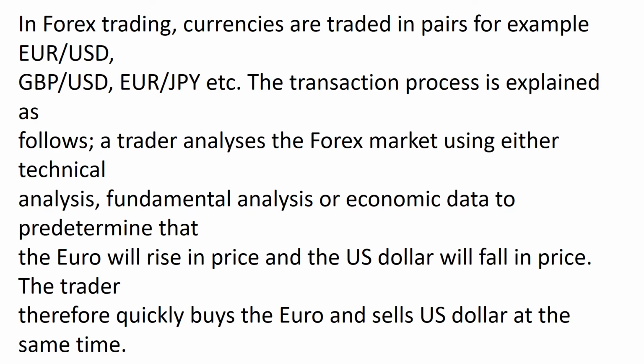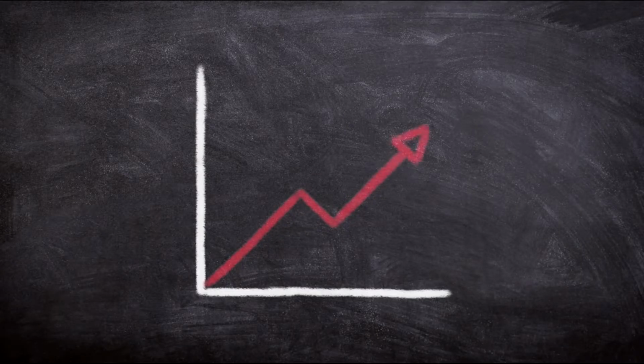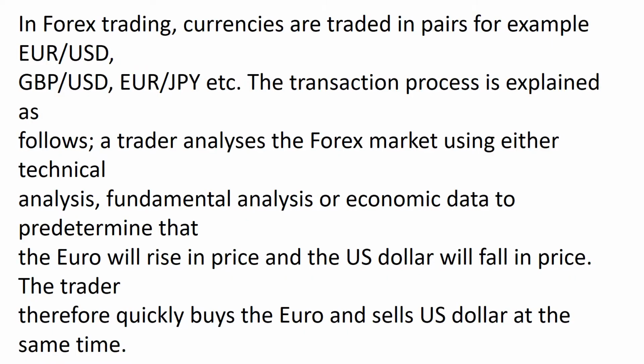In forex trading, currencies are traded in pairs. For example, Euro/USD. So we can say the Euro is the base currency while the USD is the quote currency. Or we can also say one is a buy and one is a sell. So once you are buying one, you are selling the other. The transaction process is explained as follows.